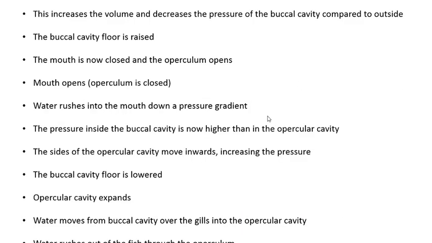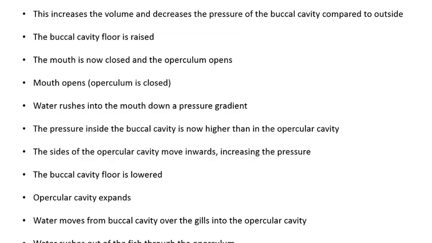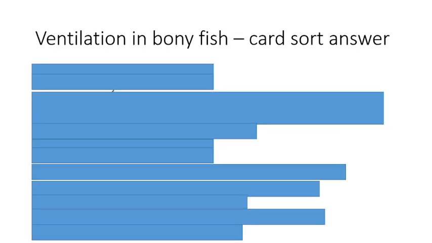Okie doke. Next little job is I set you a reordering task. So these were the steps involved in how the fish ventilates itself. How does that water actually move down the pressure gradients in the fish? I put the answer, hopefully I did mix that up. It looks mixed up. Let's see.